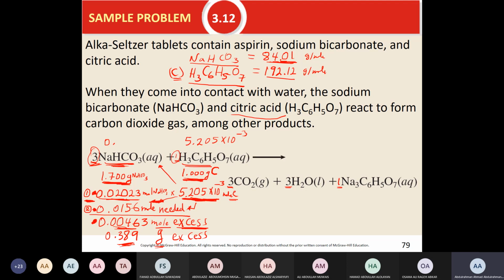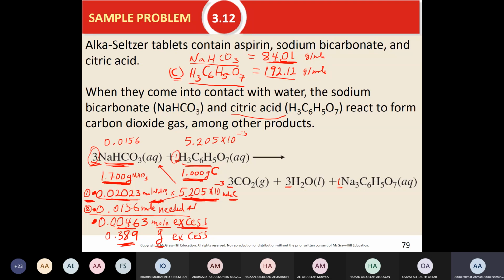Yes? Two, 0, 2, 3. No, I need 0.0156 to react with it. That's what will react with it. There is extra amount that will not be used.